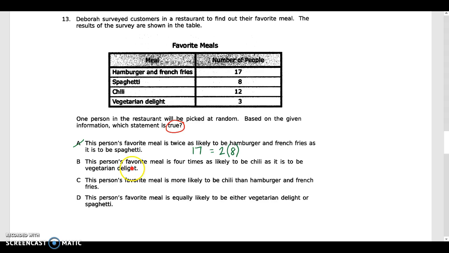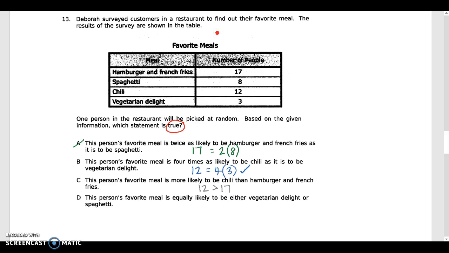Then it says this person's favorite meal is 4 times as likely to be chili. So chili is 4 times as likely as vegetarian delight. So 4 times 3, well, 3 times 4 is 12. That looks good. Let's keep checking. It says this person's favorite meal is more likely to be chili. So chili is 12, is it more likely than hamburger and French fries? Well, 12 is not greater than 17. So no on that one.